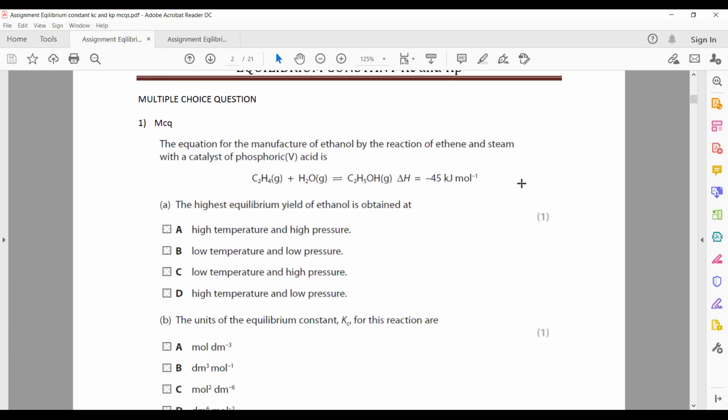The highest equilibrium yield for ethanol. It's a reversible reaction as well as exothermic. If you recall the factors which affect the position of equilibrium, for an exothermic reaction we prefer low temperature, and for endothermic we prefer higher temperature for greater yield. And for pressure, an increase in pressure shifts the equilibrium towards the side where the number of moles is less, and decreasing pressure shifts the equilibrium towards the side where the number of moles is more. So what could be the answer here?